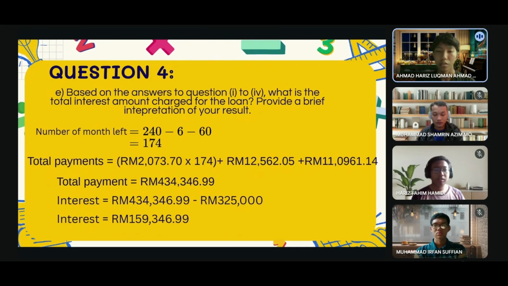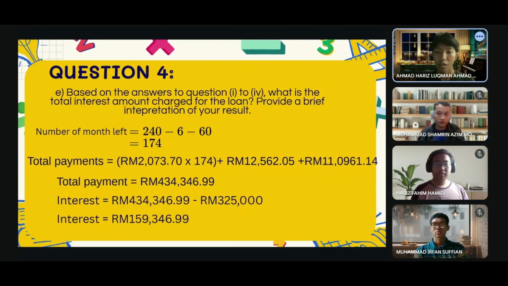Okay, so the total number of months is 240. So we need to minus 6 because we already paid for the 6 months, and minus 60 because we already paid for the 5 years. And after we subtract all these months, we will get 174 months left. Okay, then we need to find the total payment. So we just need to multiply the number of months left with the monthly payment, and we just need to add the 6 months payment and the 5 years payment.